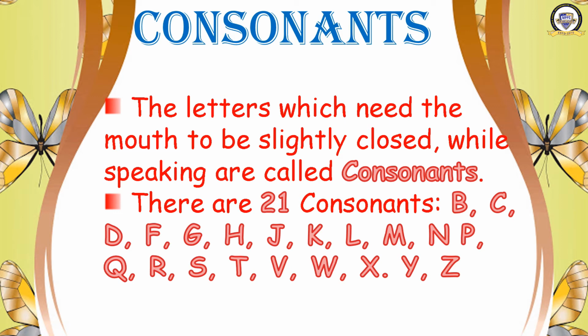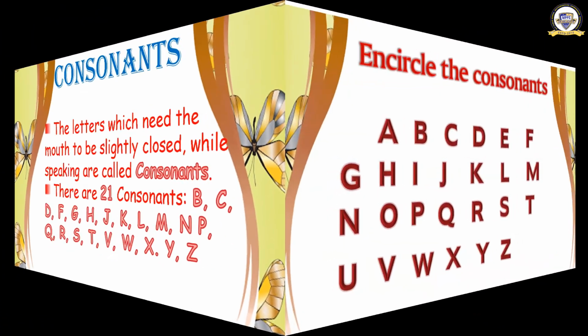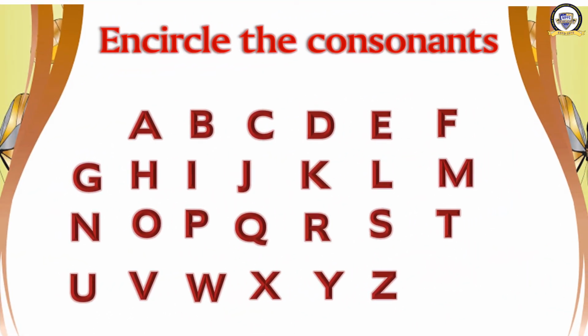And out of them, how many are vowels? 5 are vowels. So what is remaining? You subtract 5 from 26. What will be the answer? 21. 5 vowels and 21 consonants. Okay. Now we will do an exercise. You have to encircle the consonants. Encircle means you will put a circle on the consonants.